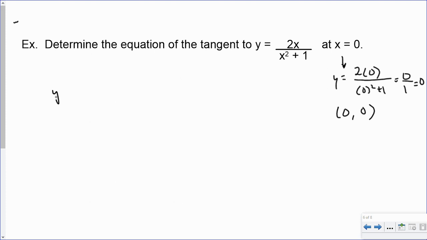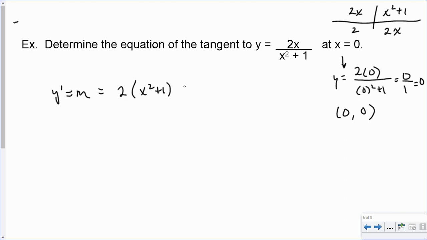All right, let's find y prime because I know that's going to be my slope, and that's what I need here. I'm just going to go to the margin here, 2x over x squared plus 1. So the derivative is going to be 2 times x squared plus 1, take away 2x times 2x, all over x squared plus 1 squared.